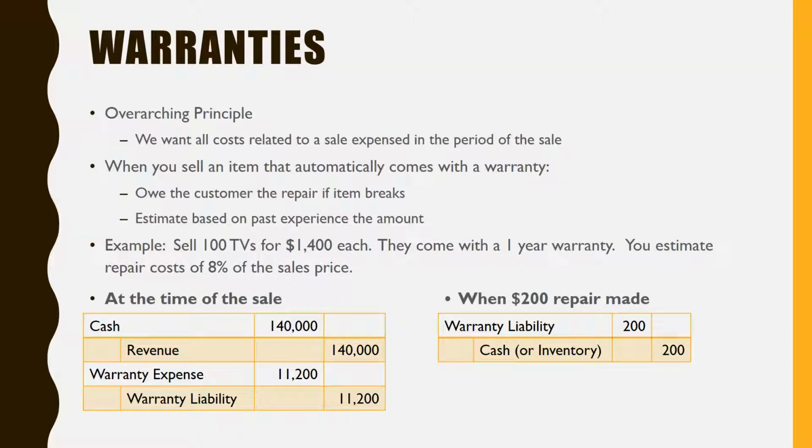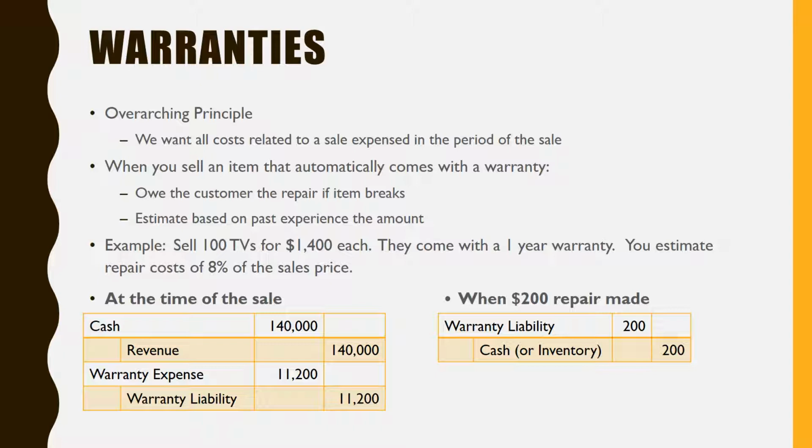That takes us to warranties, which are a little bit different and again often aren't current liabilities. These may be long-term liabilities. If you remember the matching principle from long ago, we want the costs related to a sale to be expensed in the period of the sale. So that's why cost of goods sold is expensed when we make the sale to match those up nicely.